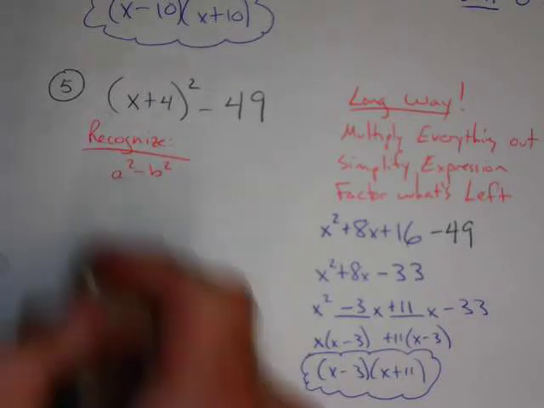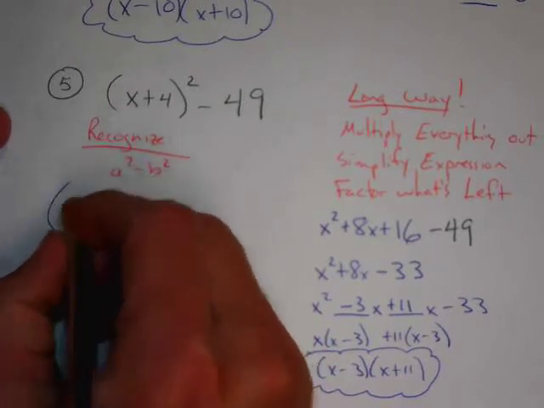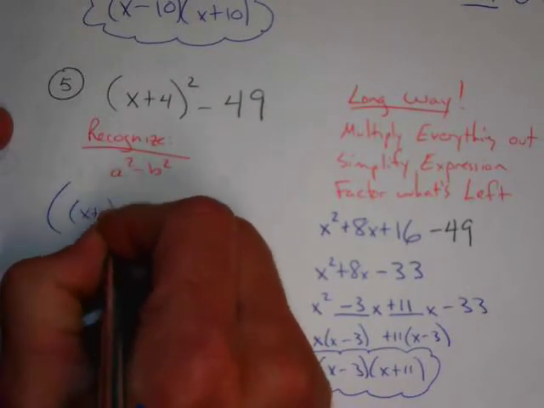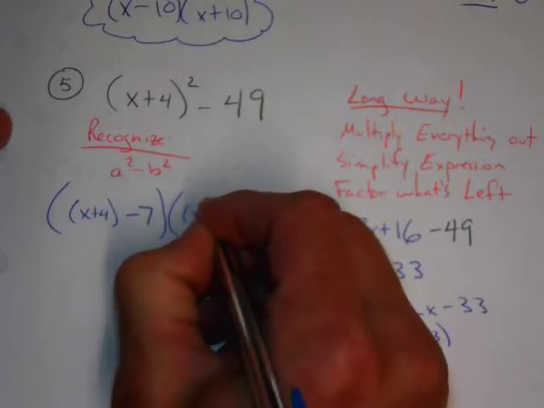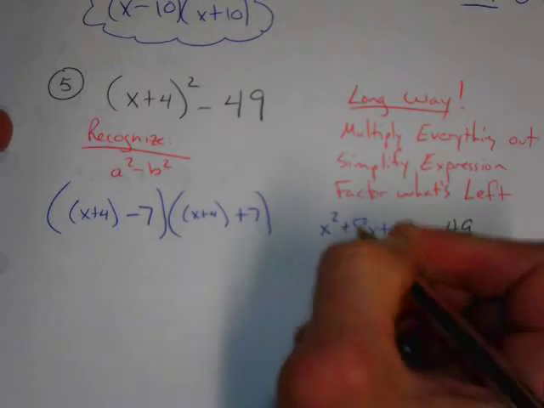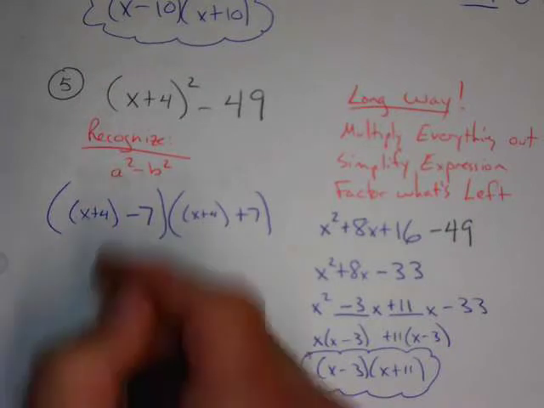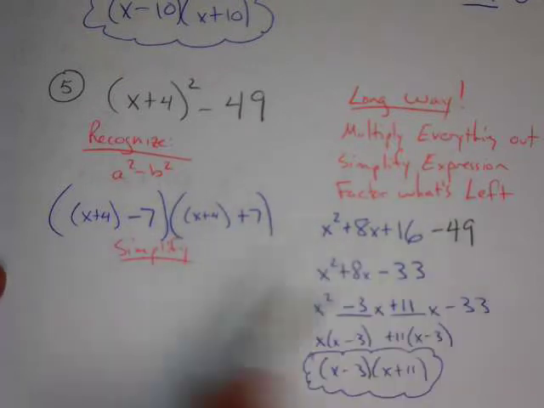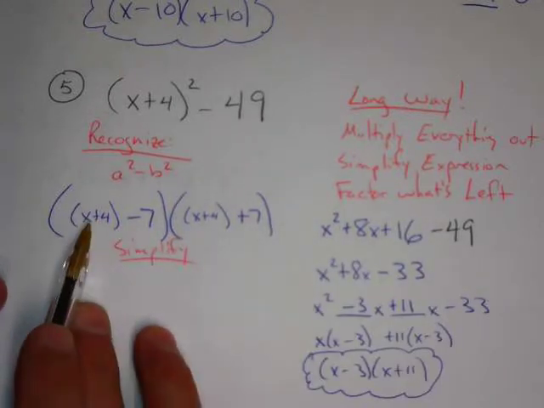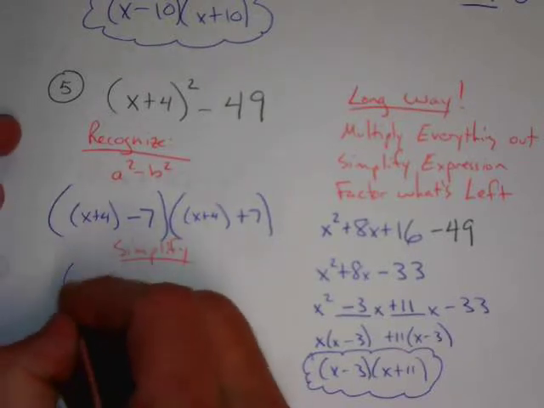So we have a difference of squares, which means it can factor into conjugates, which would be x plus 4 minus 7, and then x plus 4 plus 7. If you can recognize conjugates, we are super set to go, and then we can just simplify what's left. So if we simplify what we have left, we can combine like terms. We can read this out loud. X plus 4 minus 7. We can do the plus 4 minus 7. That would be x minus 3.